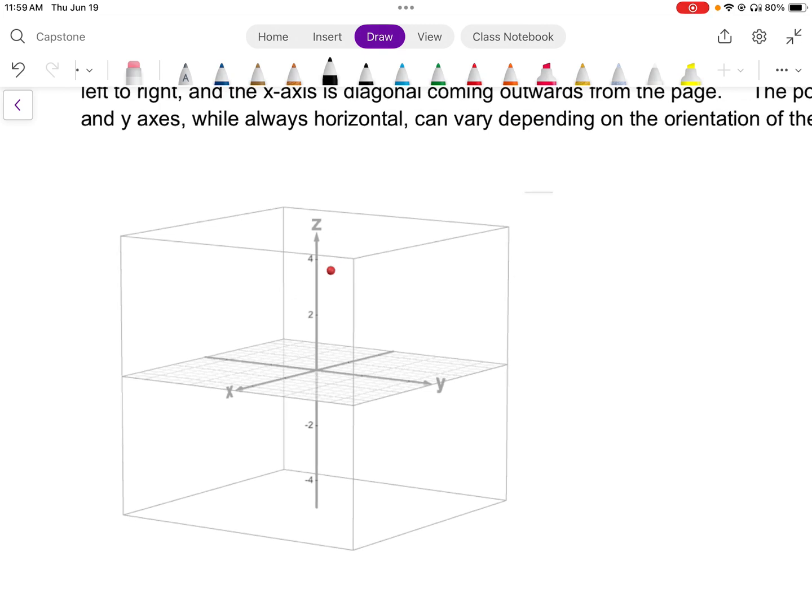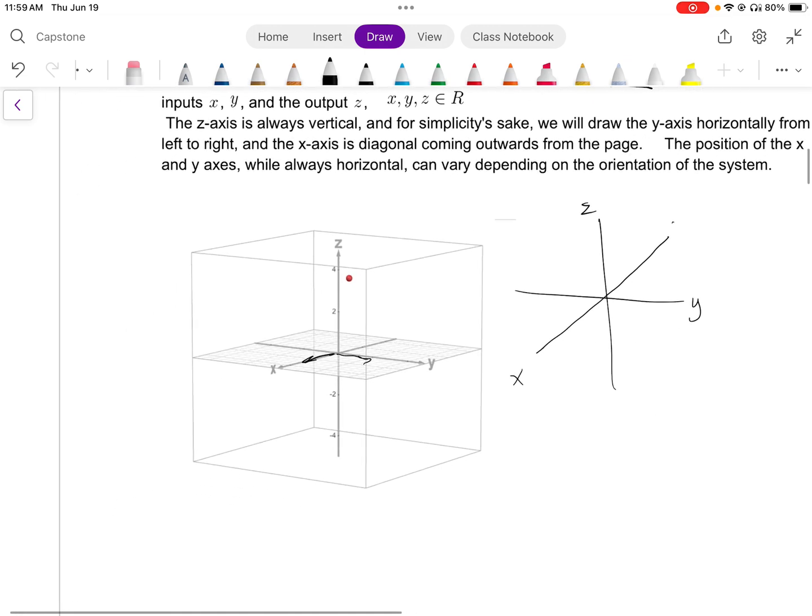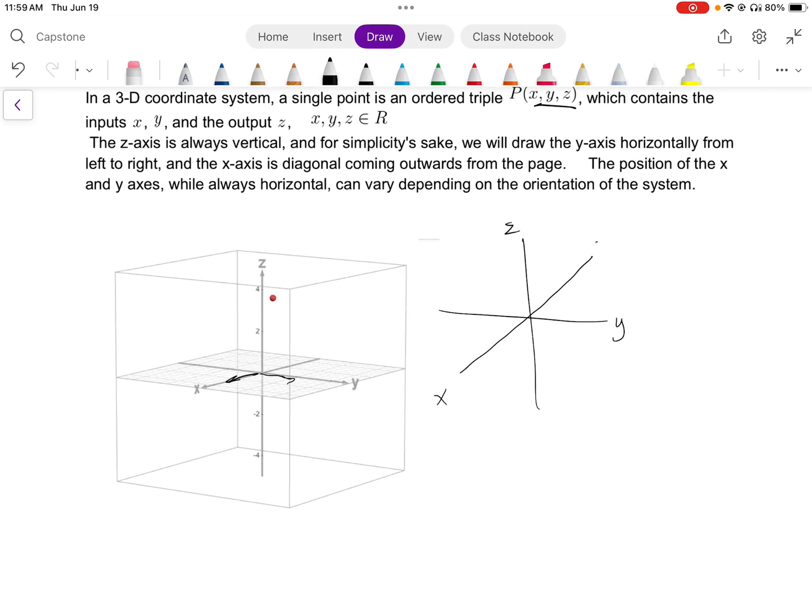Typically, and this isn't always the case, x is coming out of the page and y is going to the right. So a very standard way of drawing this would be z up, y to the right, and x coming out of the page. But I often see y coming out of the page and x going off to the right, depending on where you're looking. We can also spin this whole thing, and that would just change what we're looking at. But z is almost always drawn going upwards and downwards because it is considered our dependent variable, and x and y here are our independent variables.